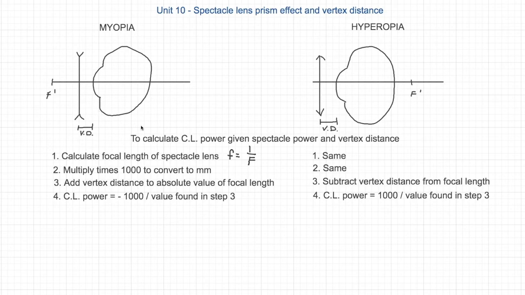For the hyperopic eye and plus lens, steps 1 and 2 are the same. In step 3, you subtract the vertex distance from the focal length because the cornea is closer to F prime than the eyeglass lens is. And then you calculate the contact lens power by dividing 1,000 by what you found in step 3.